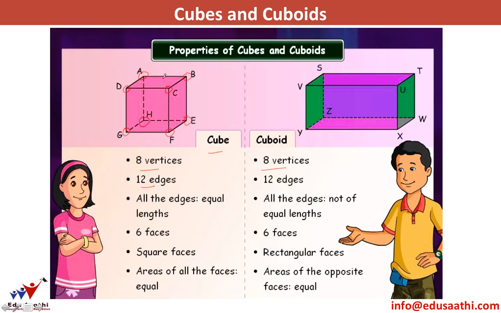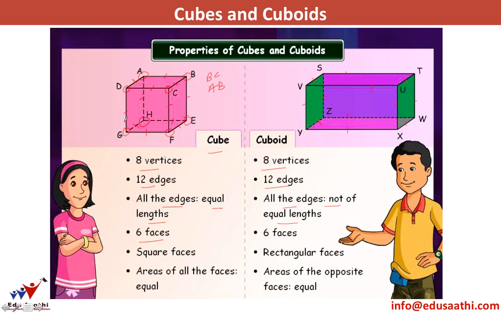I have 12 edges. What are edges? Like the side BC is an edge, the side AB is an edge. So I have 1, 2, 3 and 4 here, then I have another 4 here, 1, 2, 3 and 4, then I have another 4 here, 1, 2, 3 and 4. So I counted 4 three times, so I have 12 edges. Similarly, in cuboids also, you have 12 edges. So 1, 2, 3, 4, 5, 6, 7, 8, 9, 10, 11, and 12. In a cube all the edges are of equal length, as we discussed before, and here all the edges are not of equal length. We have 6 faces.